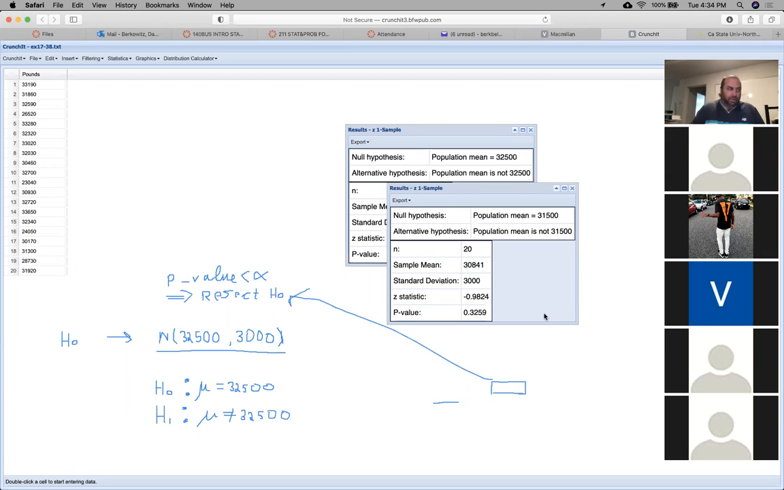Does that make sense? I guess the only time we can accept it is if we actually sample the entire population. Then we don't really have a sample, we have everything, but that never happens in practice.